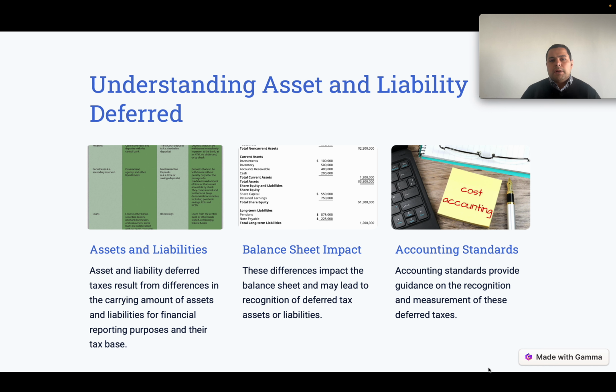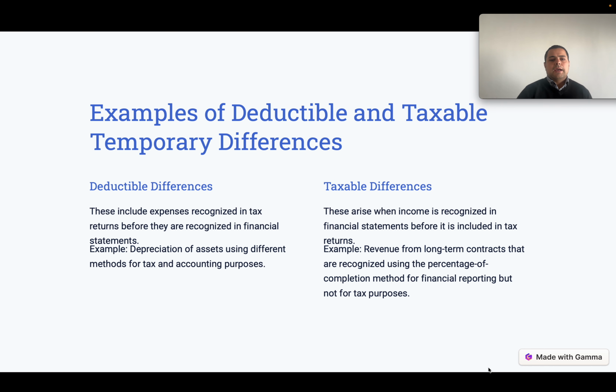When you calculate your deferred tax, you will either get an asset or a liability. It has to be one. You cannot have a combination. You need to show the net amount, so it's either an asset or a liability. The accounting standards provide guidance on the recognition and measurement of these deferred taxes. So let's go a little bit further to see more examples and how it is determined.